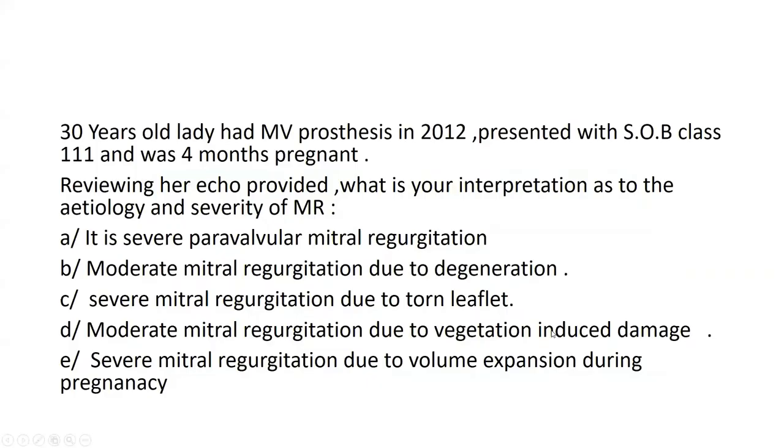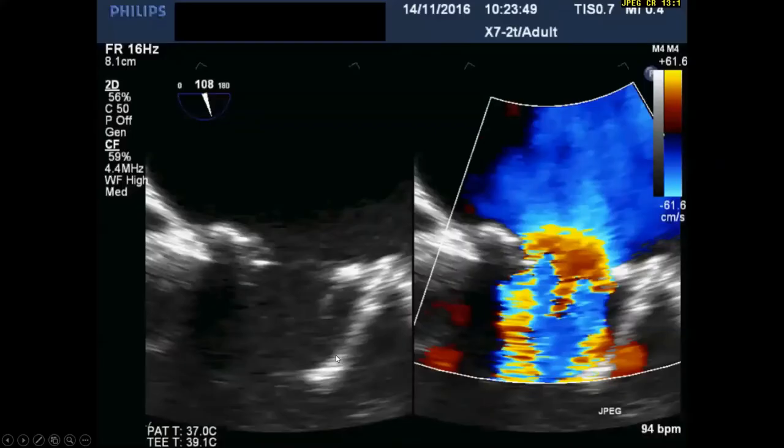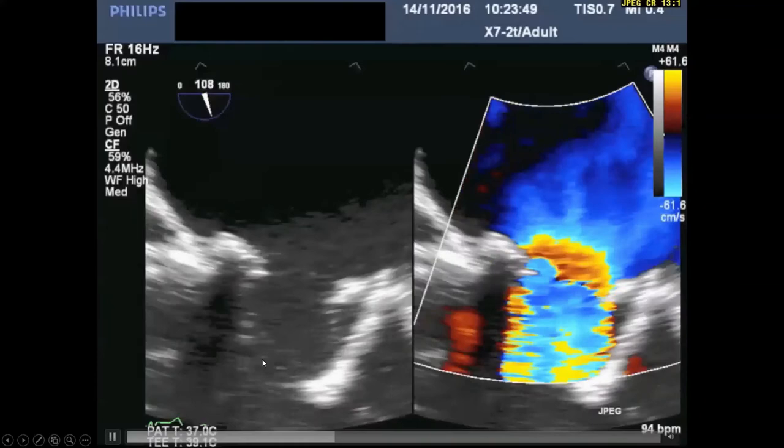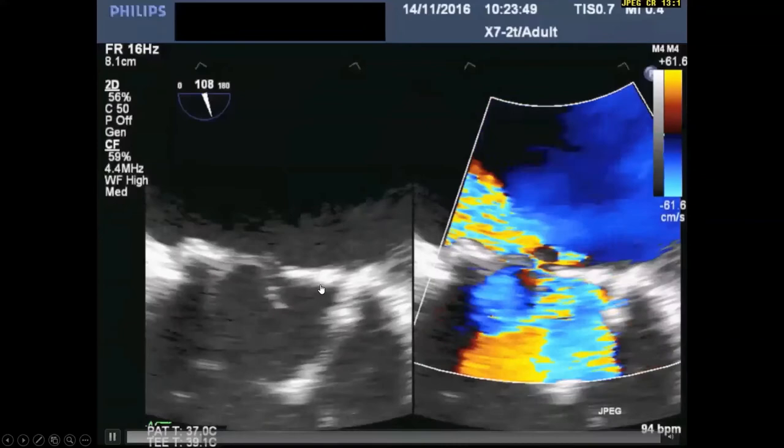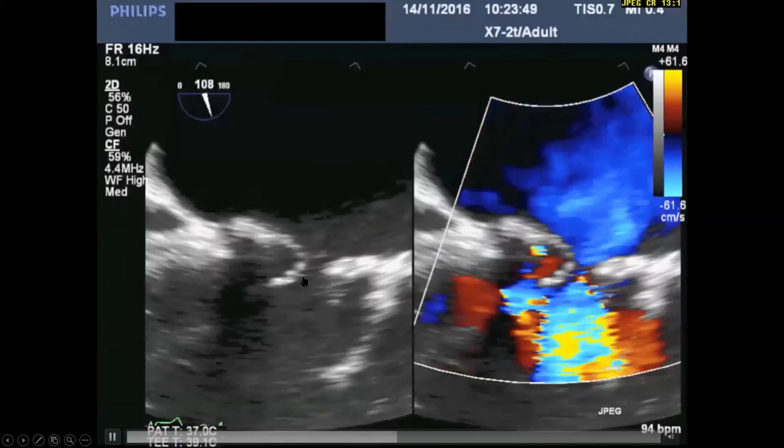Let's go to this question. A 30-year-old lady with mitral valve prosthesis in 2012 presented with shortness of breath, class 3, and was 4 months pregnant. Reviewing her echo provided, what's your interpretation as to the etiology and severity of mitral regurgitation? Now, this is a zoomed-in TEE. And as you see, there is a problem here. Can anybody describe what they are seeing? What's going on here?